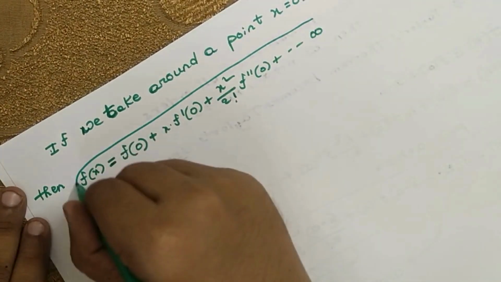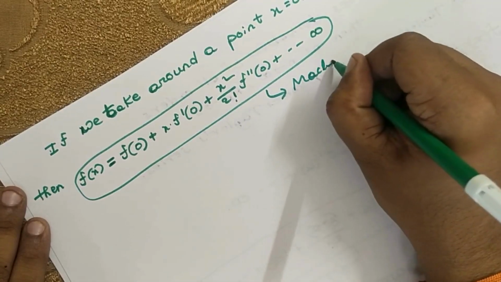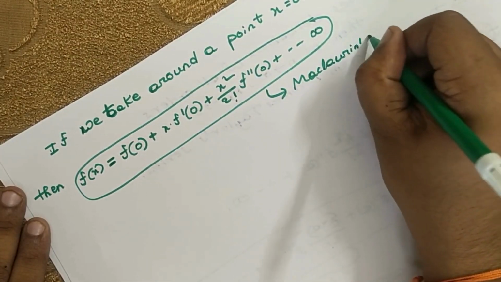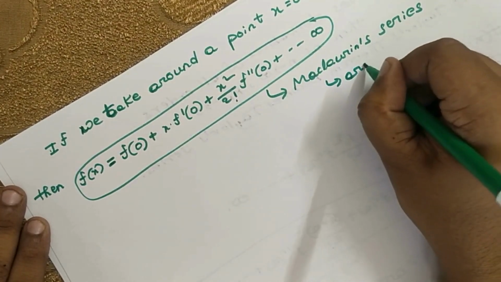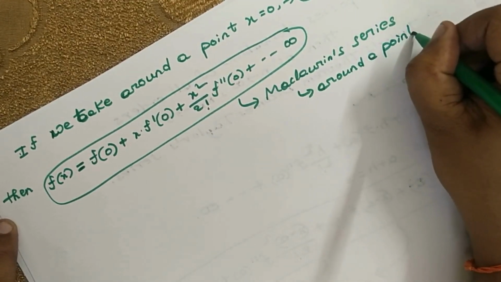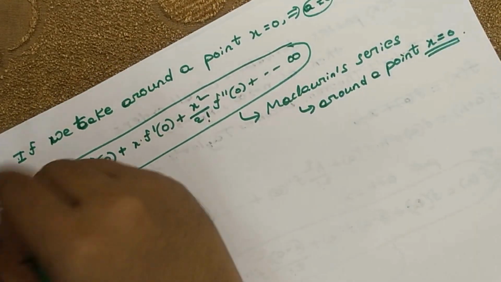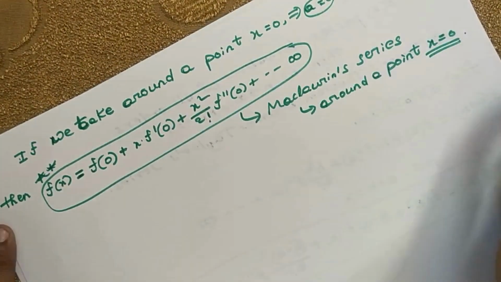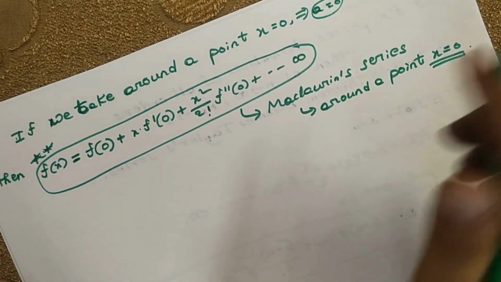So this equation we call the Maclaurin series. This is around a point x is equal to 0. Yes, so these two are very important, Taylor series and Maclaurin series, regarding the GATE examination. So maximum questions come from these.